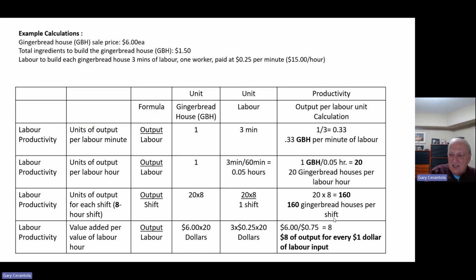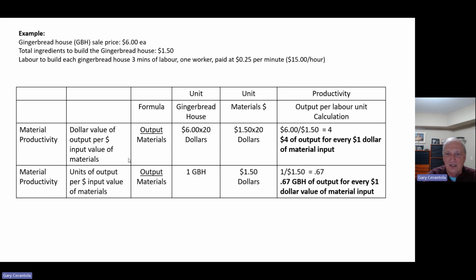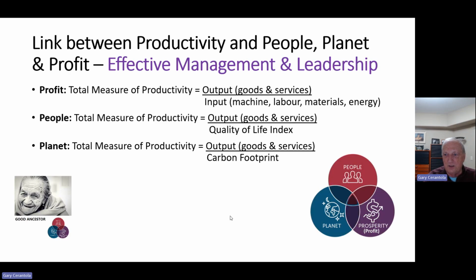And it's not just that, it's the statement after. Take a look at the way that's said. So labor productivity here in terms of units of output per labor hour: well, one gingerbread house takes 0.05 hours, 3 divided by 60. And so you can see that in 1 hour, you divide 1 by 0.05, and a worker can create 20 gingerbread houses. So 20 gingerbread houses per labor hour. So that's how you get there. And then here are two examples, so you can see how that gets done and then relate that to what you're doing.